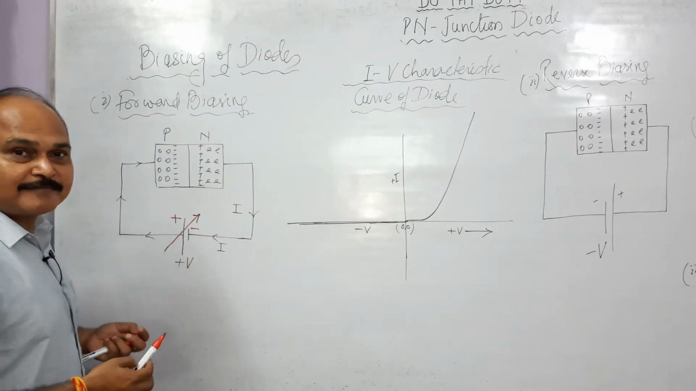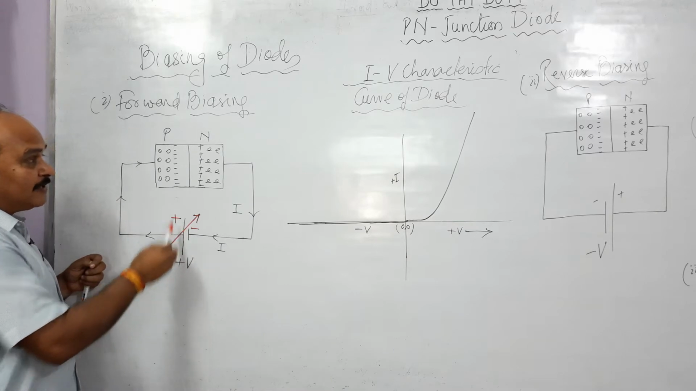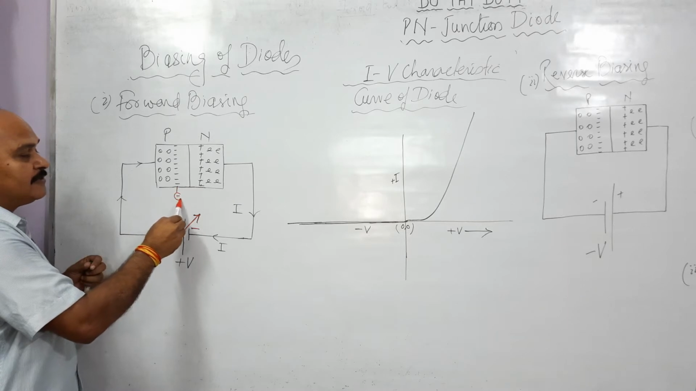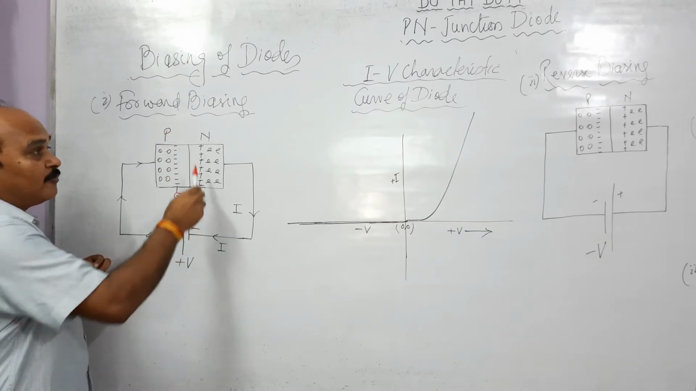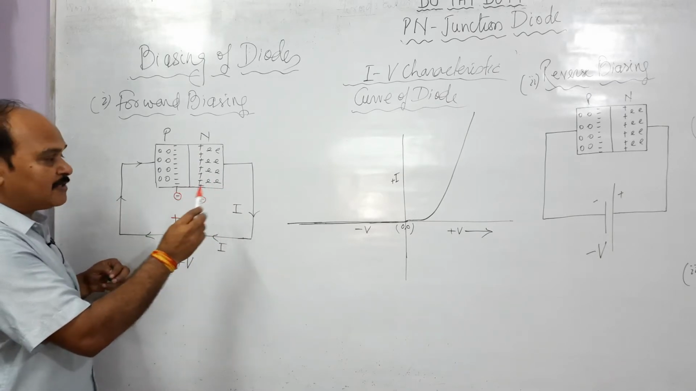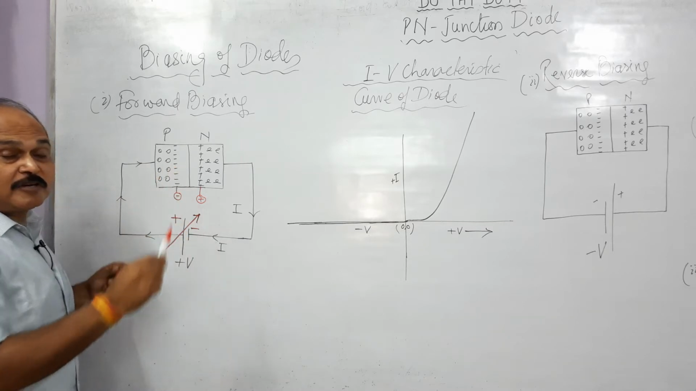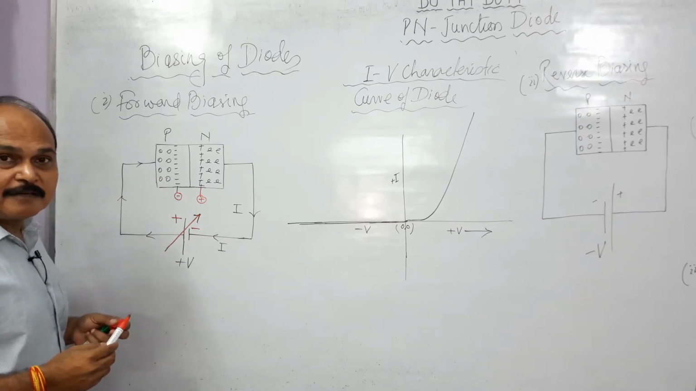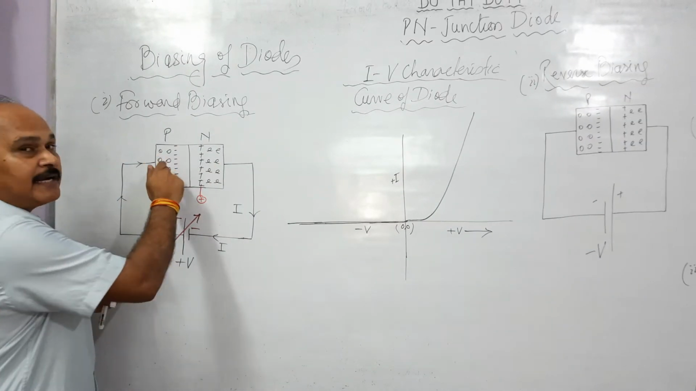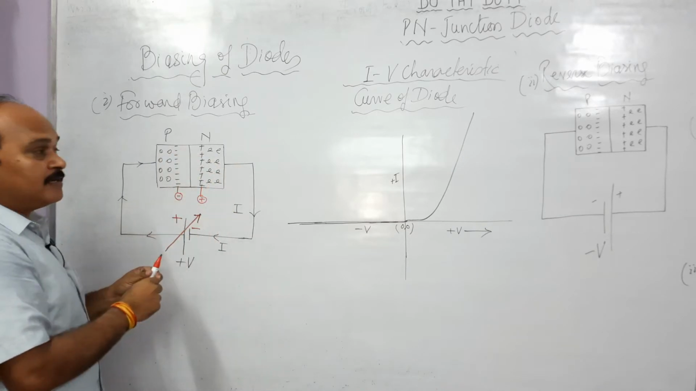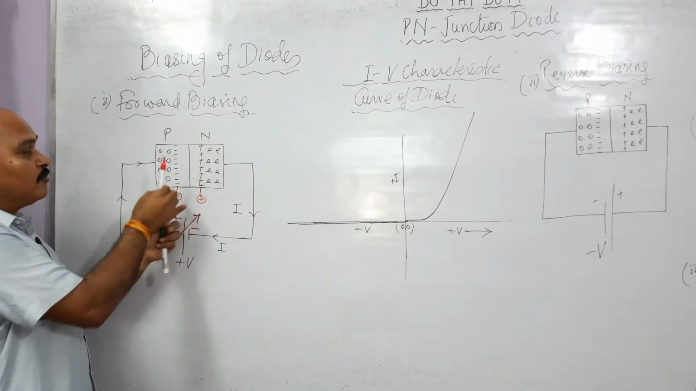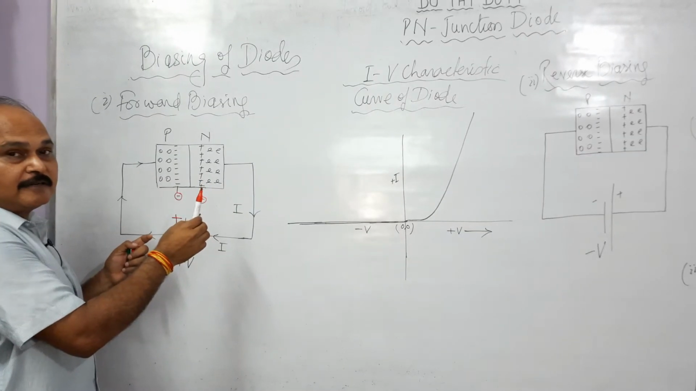Let us understand that. See, this is the battery with the positive terminal connected to P. This P side has a layer of negative charge, and over the N side we have a positive charge layer. So there exists a potential difference across the junction, and this potential difference, we know, is called the barrier potential. This barrier acts as a barrier for diffusion of electrons from N to P side or diffusion of holes from P to N side. Because of this potential difference, electrons cannot move from N to P side and holes cannot move from P to N side.